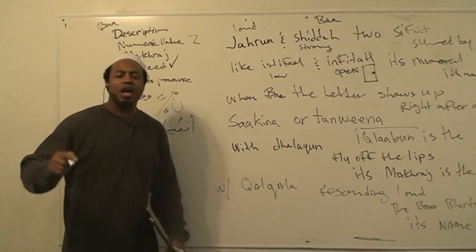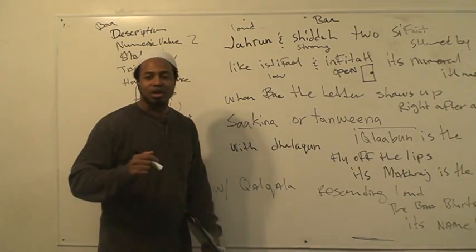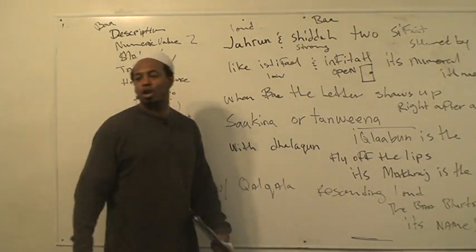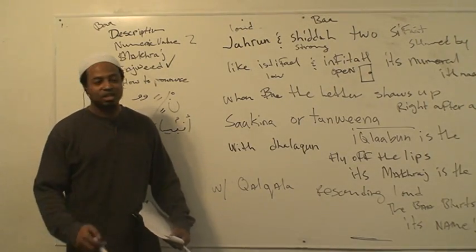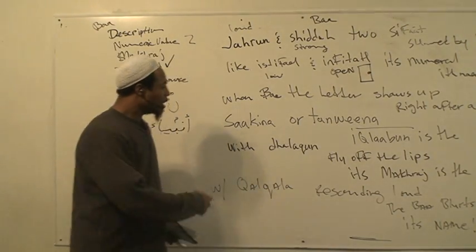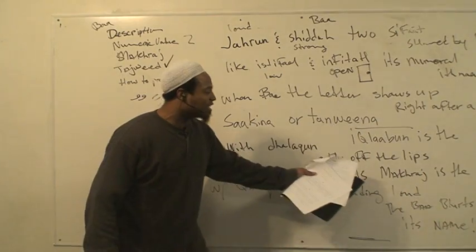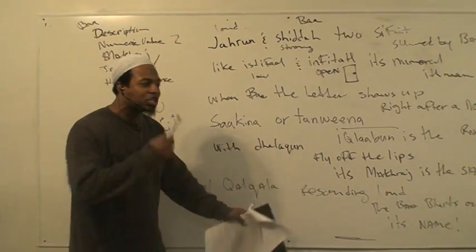Knowing is not the same. Even Allah describes a dog that knows better than a dog that doesn't know. And this is a dog. So with dhalakun, fly off the lips, its makhraj is the same. Ba's makhraj is off the lips.